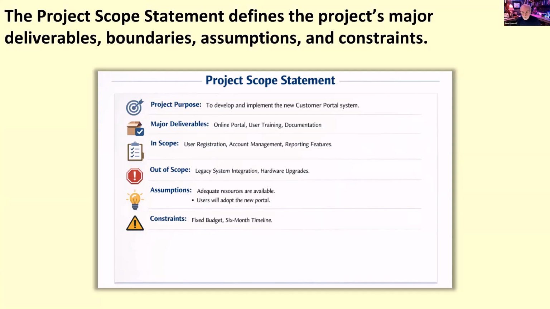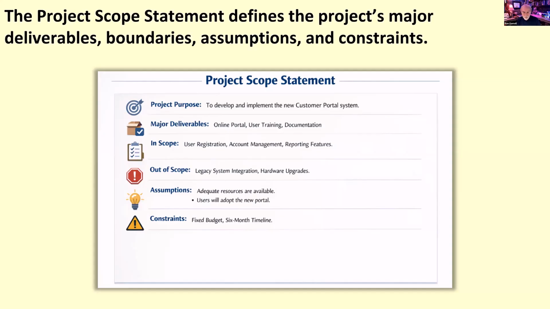For the course project, however, you're being asked to produce a high-level version of the project scope statement rather than a fully developed enterprise-level document, as with the other documents. Again, the goal here is to demonstrate understanding of the purpose and structure of the artifact while applying it at an appropriate level for your assignment.